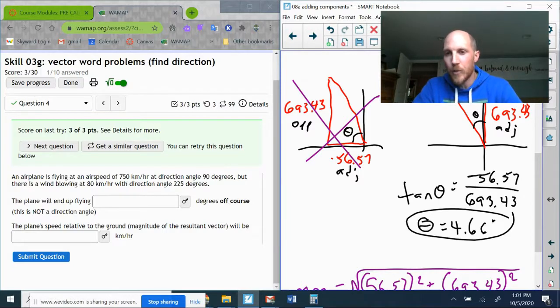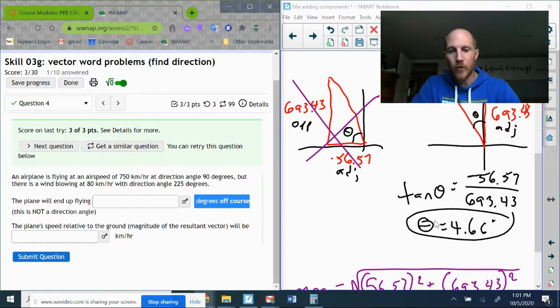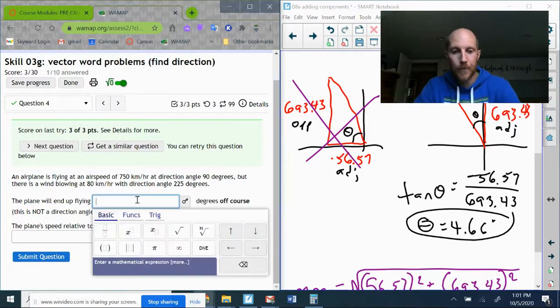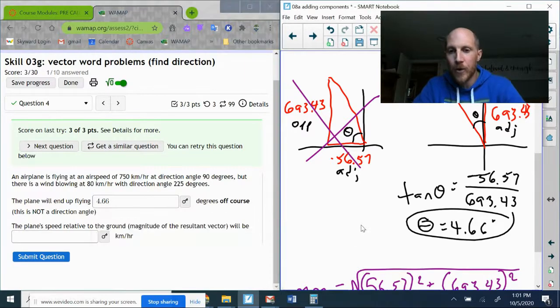I did ignore the negative. The negative on the 56.57, I did not actually type into my calculator. If you do type that in, your calculator is going to give you a negative degree, and that is completely irrelevant for this problem because it does not ask for direction angle. It just says how far off course. It doesn't matter which direction, so I'm going to enter my answer as positive regardless of what my illustration looked like, because that's what degrees off course is. It's just the number of degrees. We don't care whether it's clockwise or counterclockwise. So 4.66 entered as a positive value.